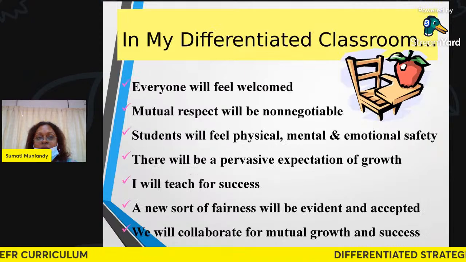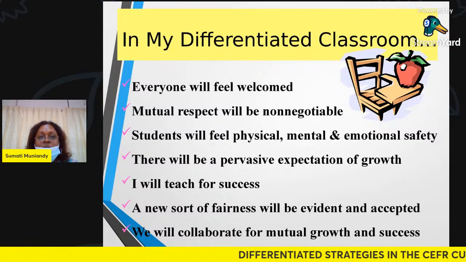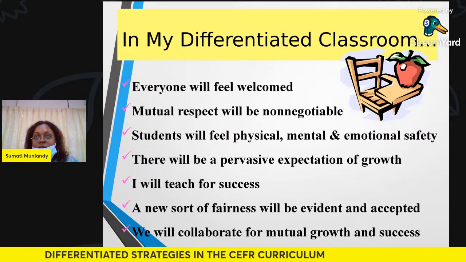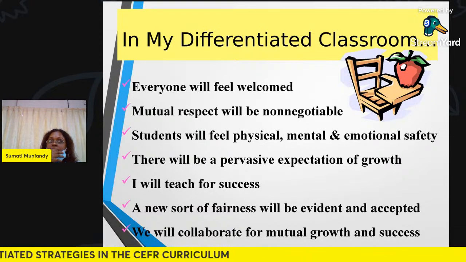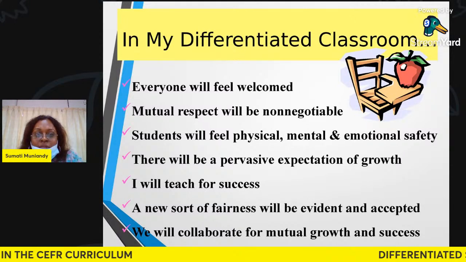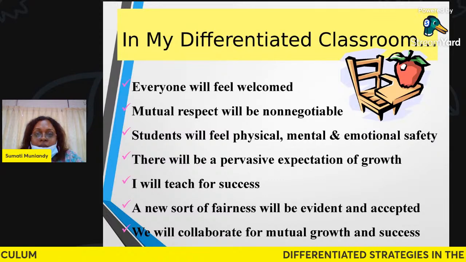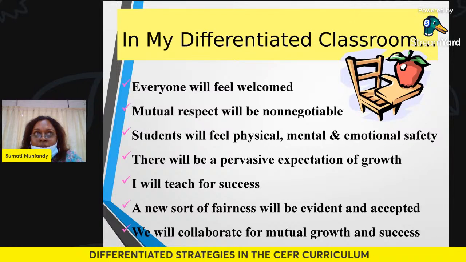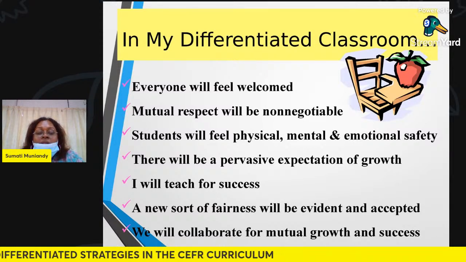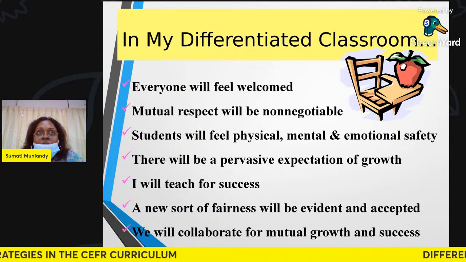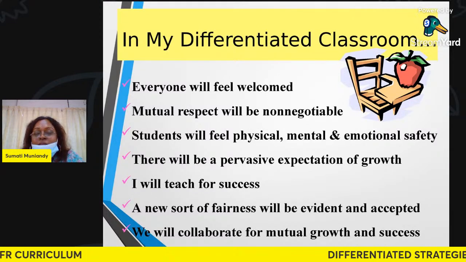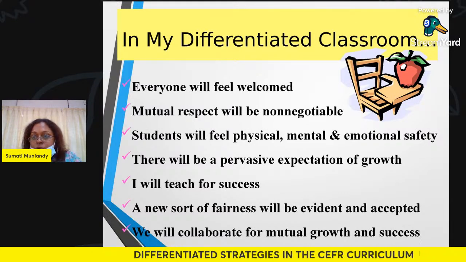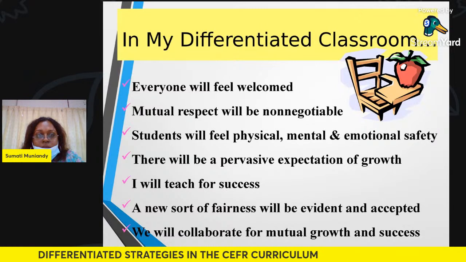In my differentiated classroom, everyone will feel welcome. When you do this kind of differentiated learning, which caters for the learning profile of the students, then everybody feels that they are welcome in the classroom. Nobody is isolated. When everybody feels welcome and safe, then the learning takes place, and they feel English is not an alien language. They can still learn English in fun ways. So this is how you should develop the environment first.